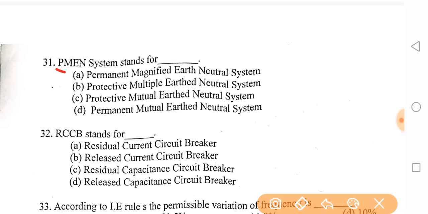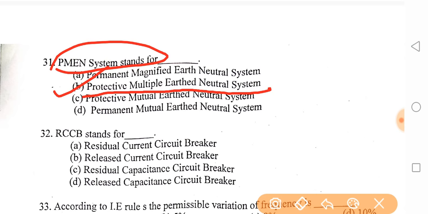Next question is, PME system stands for. Here the full form of PME is asked. So the right answer is protective multiple earth neutral system. B is the correct answer. PME system stands for protective multiple earth neutral system.